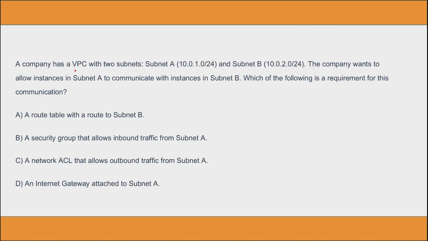Next, a company has a VPC with two subnets, subnet A and subnet B. The company wants to allow the instance in subnet A to communicate with the instance in subnet B. Which of the following is for the communication? We have seen this question. This is a repeated question. So the right option is option A.